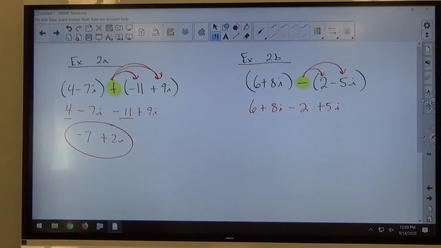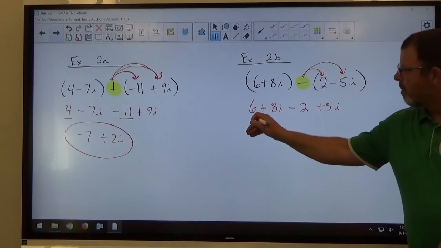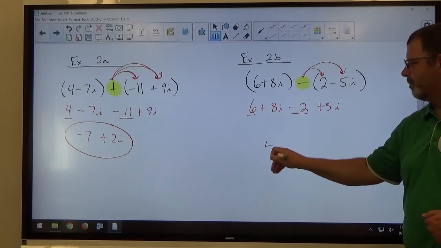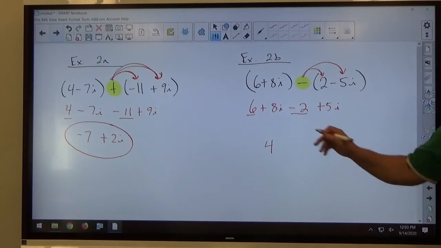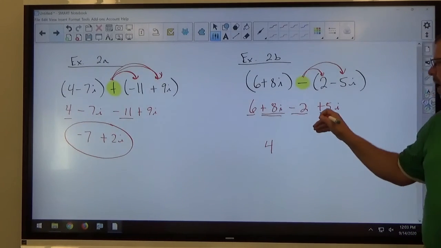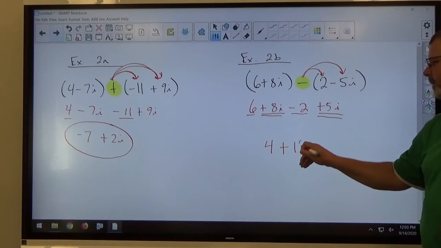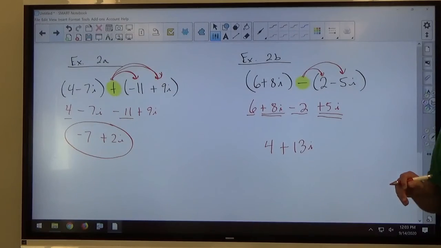Get the parentheses to go away correctly. Distribute a minus sign, change the signs. Distribute a plus sign, just drop the parentheses. Then we look at the types of numbers that are the same. 6 is a real number, negative 2 is a real number, 6 minus 2 makes positive 4. 8i is an imaginary number, positive 5i is an imaginary number. They're both positive, so I'm going to add to get plus 13i.